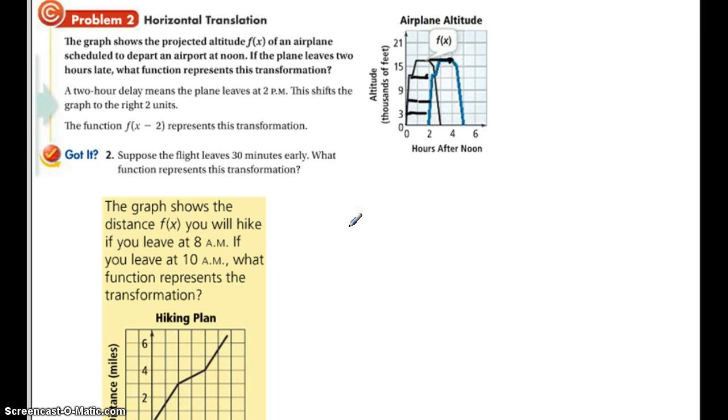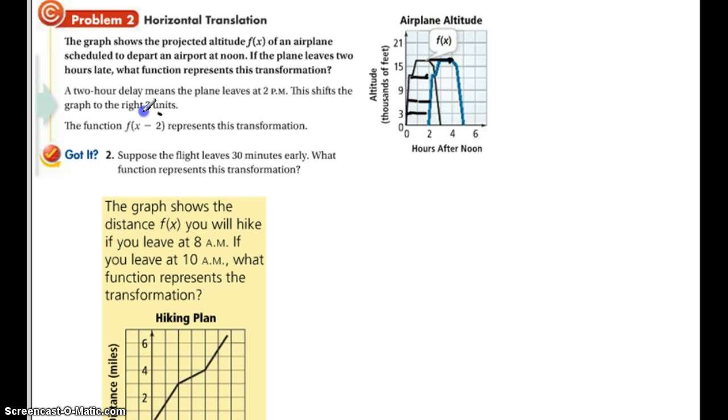The graph shows the projected altitude of an airplane scheduled to depart an airport at noon. If the plane leaves 2 hours late, what function represents this transformation? Well, again, they've taken the airplane altitude. All airplanes start on the ground, they go up, and all airplanes eventually end on the ground, hopefully not too hard, but that is your typical graph of the altitude of an airplane of a 2-hour flight. And they've just gone ahead and shifted it over to the right 2 whole units.